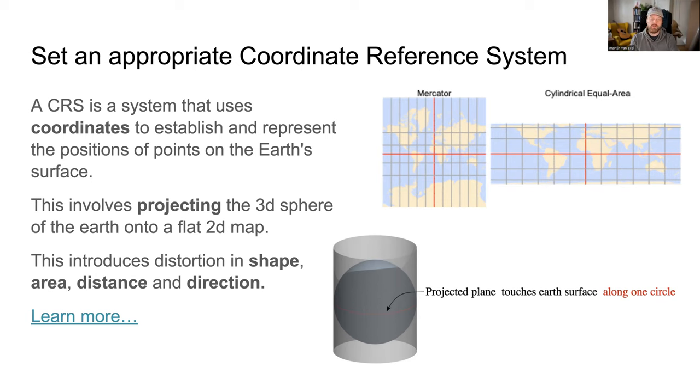So there's always going to be compromises with a projection, right? It introduces distortion basically in shape, area, distance, and direction. There's a whole lot of resources on that that you could learn about.